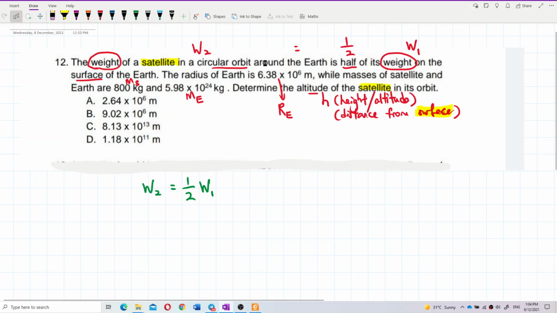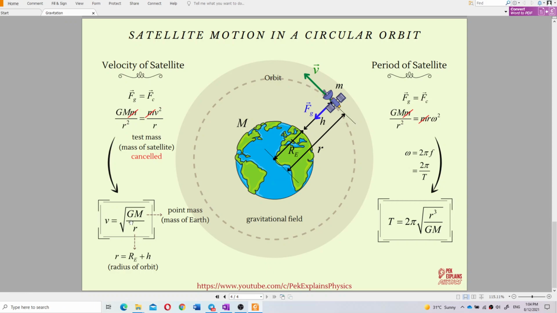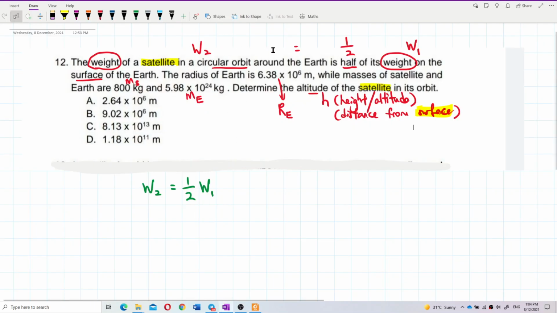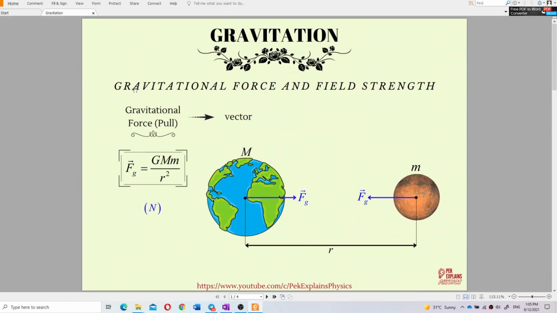Okay, so do you think we need to use a formula about period or velocity? No, because here it didn't mention the period. It mentioned the weight. The keyword is weight. So what is it about weight? Why does the satellite have weight? Because of gravitational force: the Earth is pulling on the satellite, and the satellite is also pulling on the Earth. That's why we have weight. So we use the formula of gravitational force.